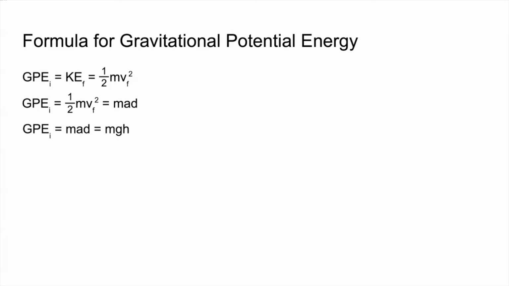And we will replace some of those variables with different letters. We will replace a with g because g is acceleration due to gravity, which is more specific. We will replace d with h, which is height. So this is the formula for gravitational potential energy.